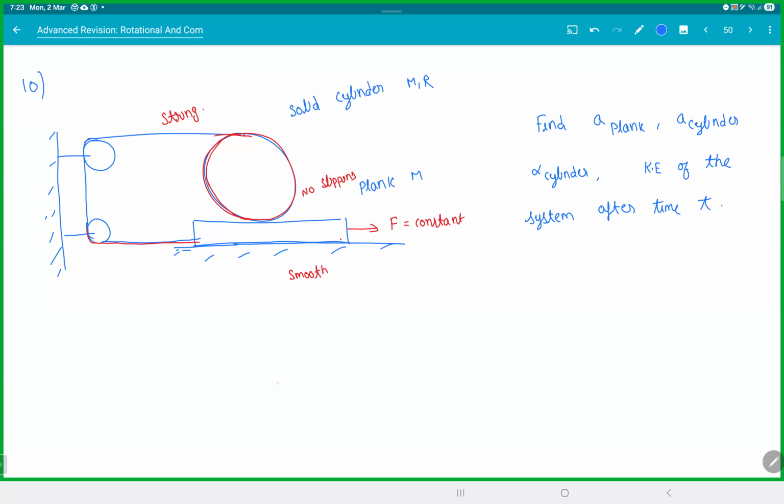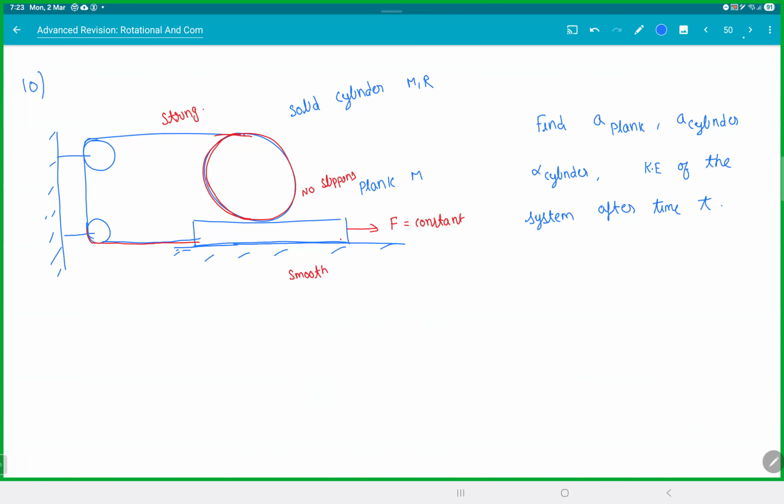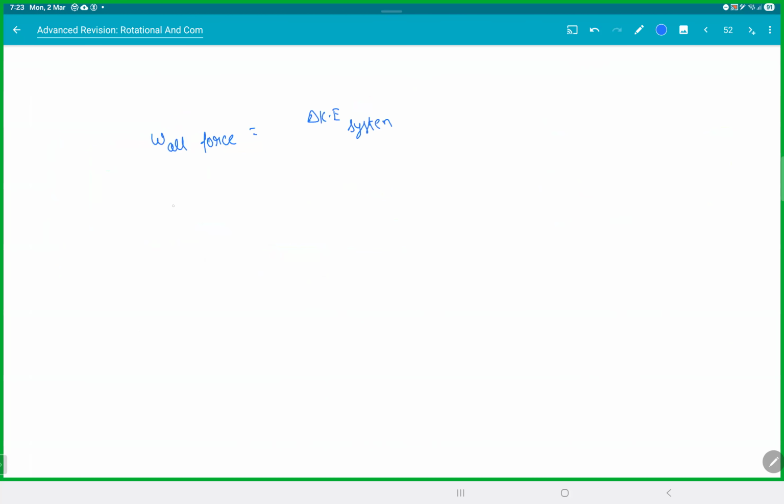So can I say like this? Work done by all forces is change in kinetic energy of the system. And the only force acting on the system which is pulling the whole thing is F. So what is work done by the force? F into displacement of the point of application of force. I hope everyone remembers the work definition. I don't care about the displacement of the body. It's the displacement of the point of application of force. Anyway, it will be the same as the plank in this case.